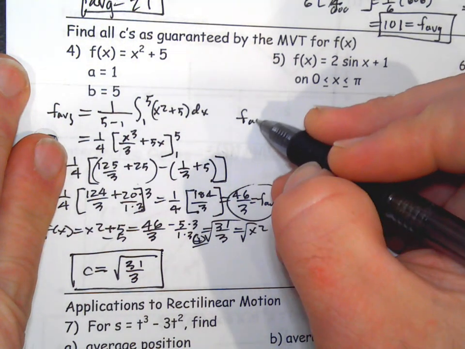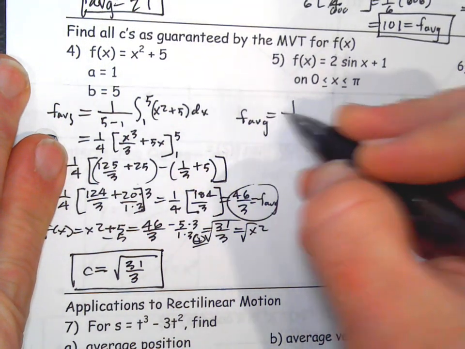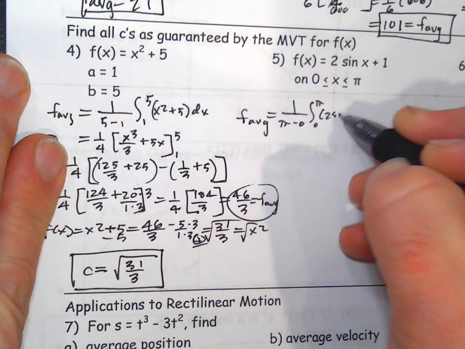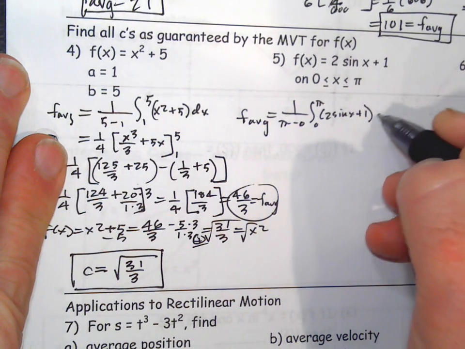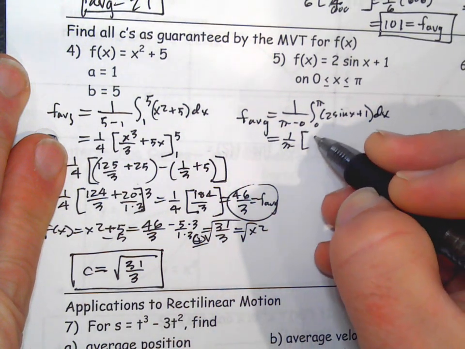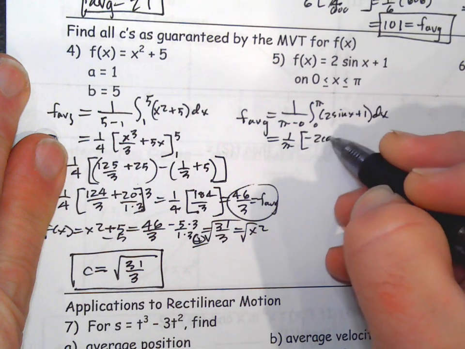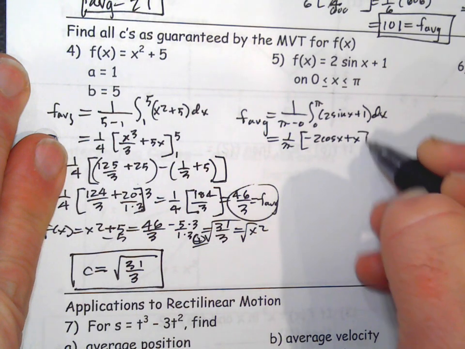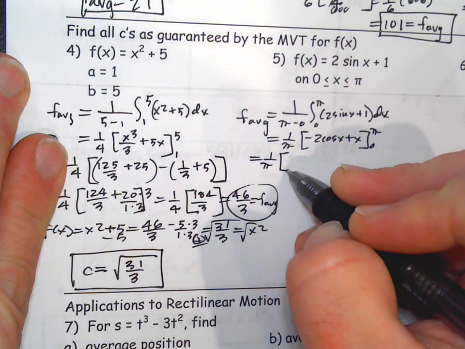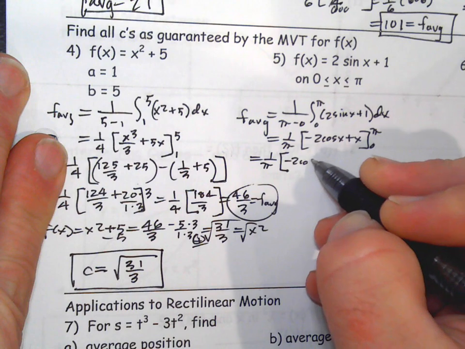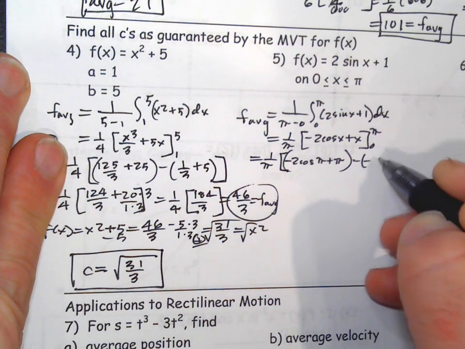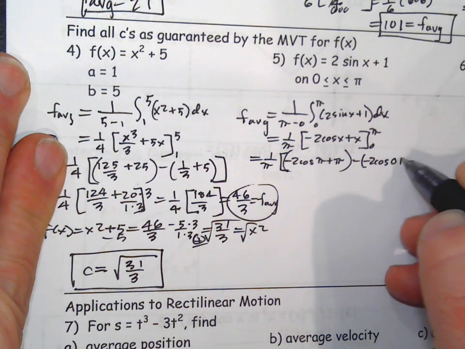Okay, next one. F average equals 1 over pi minus 0, integral from 0 to pi of 2 sine x plus 1 dx. It's going to be 1 over pi. The antiderivative is -2 cosine x plus x. And this is going to be -2 cosine pi plus pi minus -2 cosine 0 plus 0.